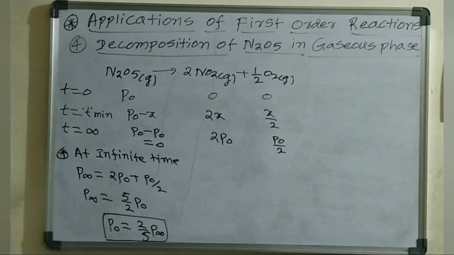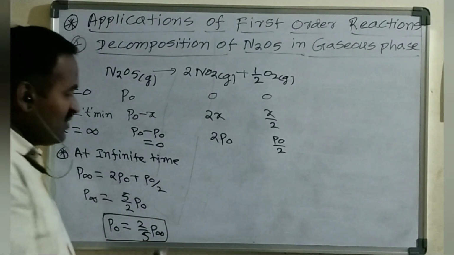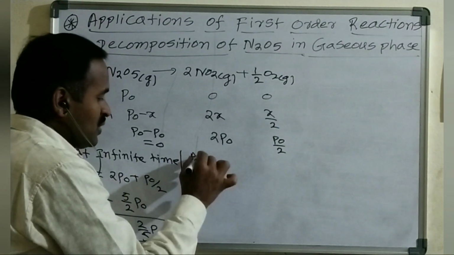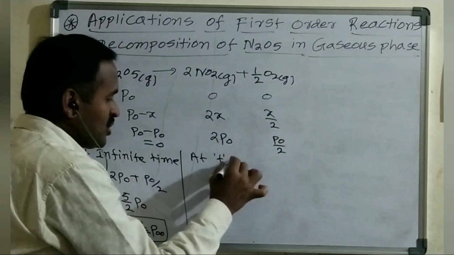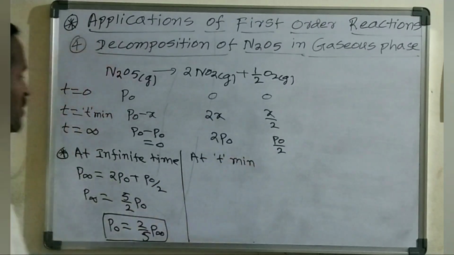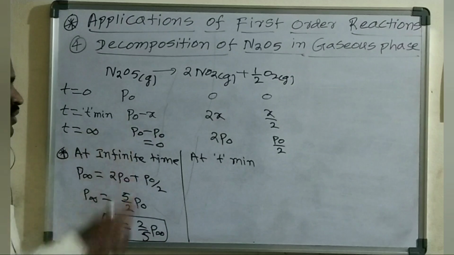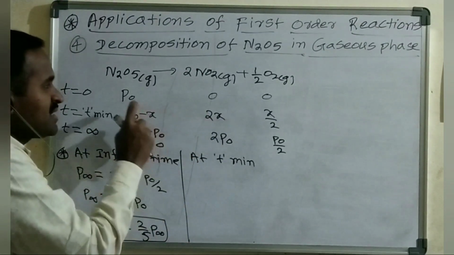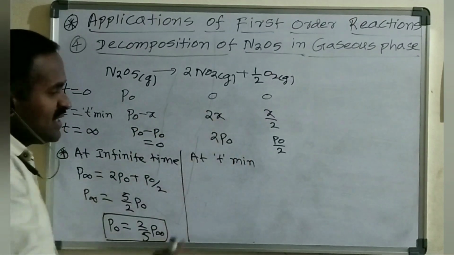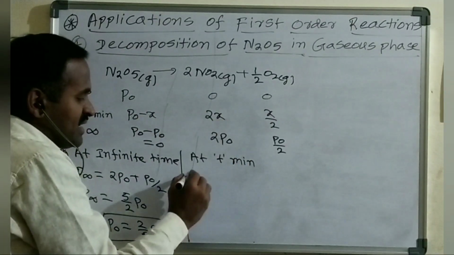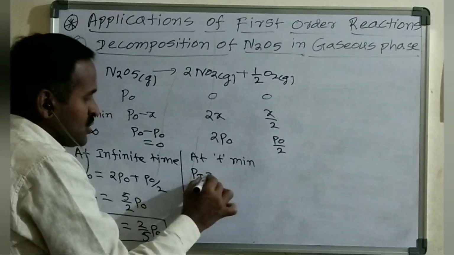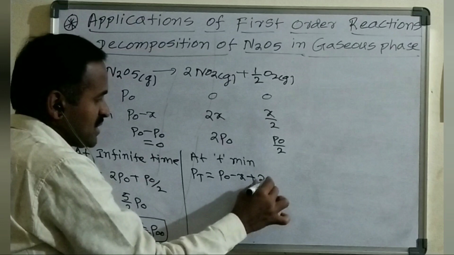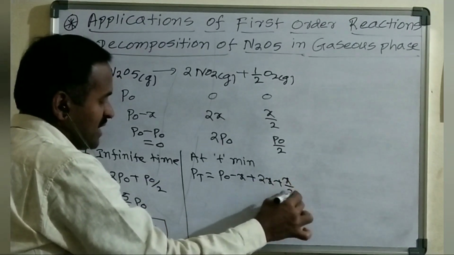So this is P naught equals 2 by 5 P infinity. At a particular time t minutes, we know that the total pressure is P naught minus x plus 2x, the sum of the partial pressures of N2O5, NO2 as well as oxygen. So I can write P total is equal to P naught minus x plus 2x plus x by 2.